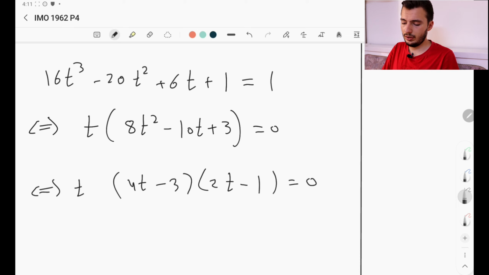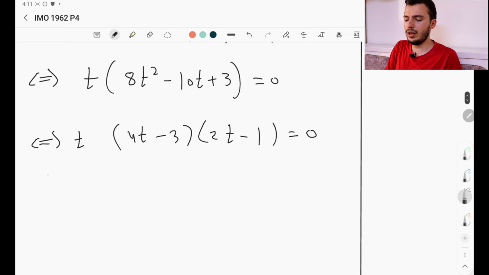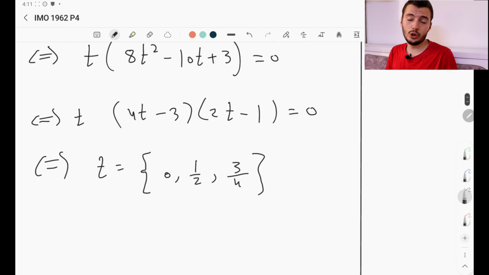All right, let's check. Here we get 8t squared. Here we get minus 4t, and here we get minus 6t exactly. And here we get plus 3. Okay, everything is perfect. Now we are nearly done. So let's now just write the solutions. So t is equal to either 0 or 1/2 or 3/4. All right, so now we solved the equation in terms of t.